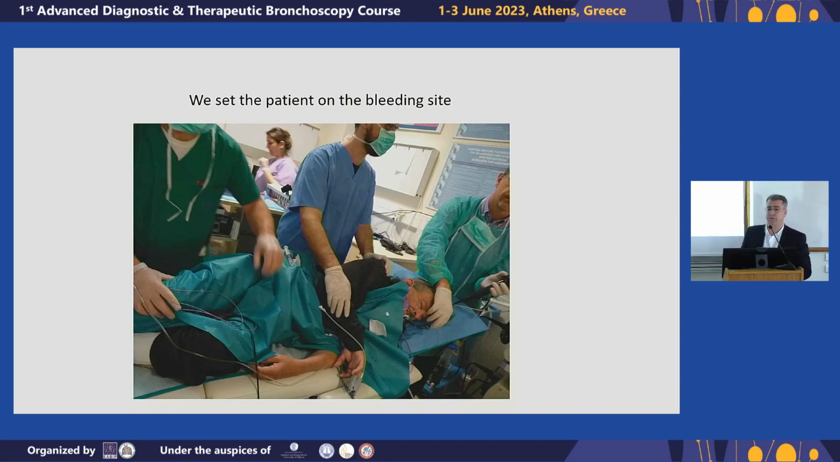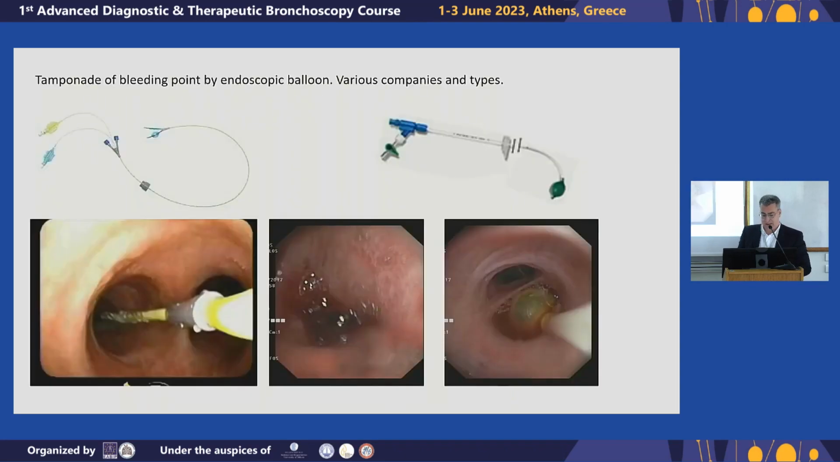First, we set the patient on the bleeding side, thus leaving the healthy lung on top. And then we use some balloons, endoscopic balloons, which are very important for dealing with the hemorrhage. On the right side, you see what we use most. So we pass it through the scope, but even if we have massive bleeding and we cannot do this, we have these Y-shaped blockers that can be put on the main carina, and then we can inflate either the right or the left side.